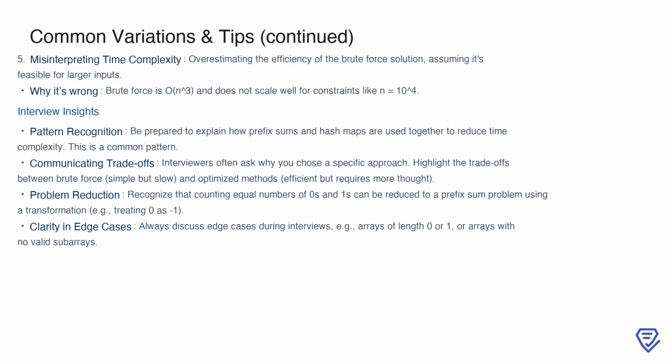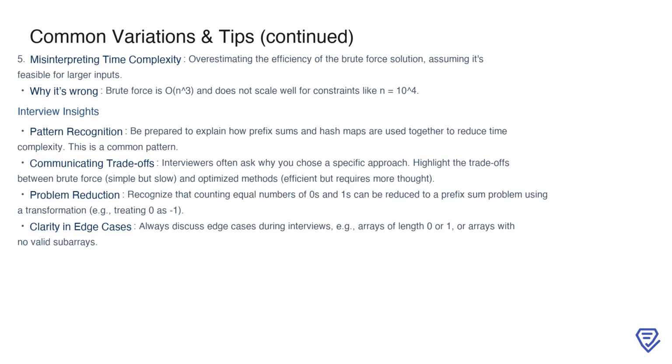First, be ready to explain the pattern of how prefix sums and hash maps work together to optimize time complexity. This is a recurring technique in many array problems. Second, it's essential to communicate the trade-offs between brute force and optimized methods. While brute force is straightforward, it's inefficient. On the other hand, optimized approaches require a deeper understanding of concepts like hash maps.